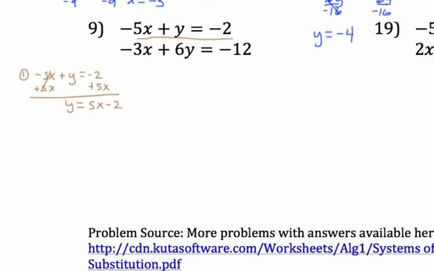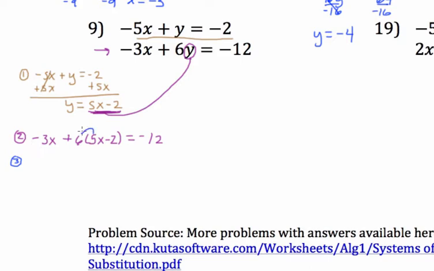Step 2, the substitution step. Take the stuff that y is equal to and sub it into the other equation instead of the y. So write your equation, this one, without the y in it. Put parentheses there instead. And instead sub in the stuff that you know y is equal to, the y equals stuff. Once you have that, you can do step 3. Just solve for x. Find what x is.